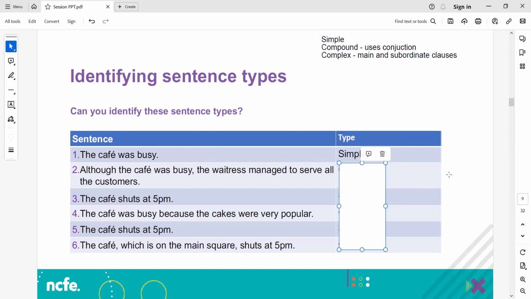So the second sentence. Although the cafe was busy, the waitress managed to serve all the customers. So simple, compound, or complex? Complex. Excellent. It's complex. We can spot there's no conjunction, there's no and in the middle or but or so on. It's complex. We've got the main clause. The waitress managed to serve all the customers. And we've got the subordinate clause, although the cafe was busy. So that wouldn't make sense on its own. It needs the rest of the sentence to make sense. Good. Well done.